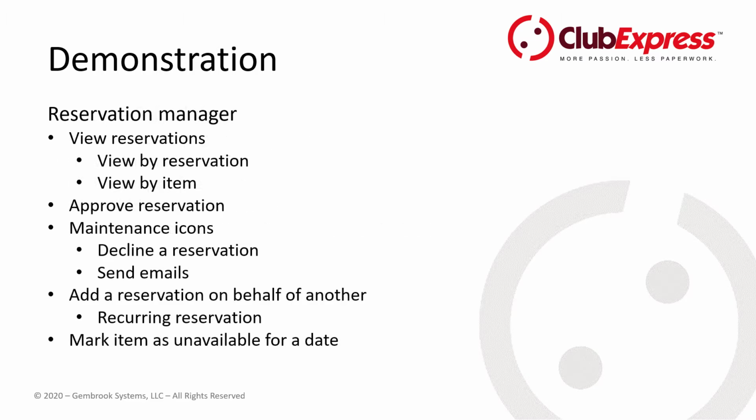Then we're going to go into the Reservation Manager. We'll view some reservations, and you can view it either by reservation or by item. We'll take a look at approving reservations because some items may need approval. We will look at some of the maintenance icons. In addition to learning how to approve a reservation, let's learn how to decline a reservation. And we can show some of the icons for sending emails. And we'll try to add a reservation on behalf of somebody else and make it a recurring reservation, which is something only administrators can do. And we'll mark an item as unavailable for a particular date.